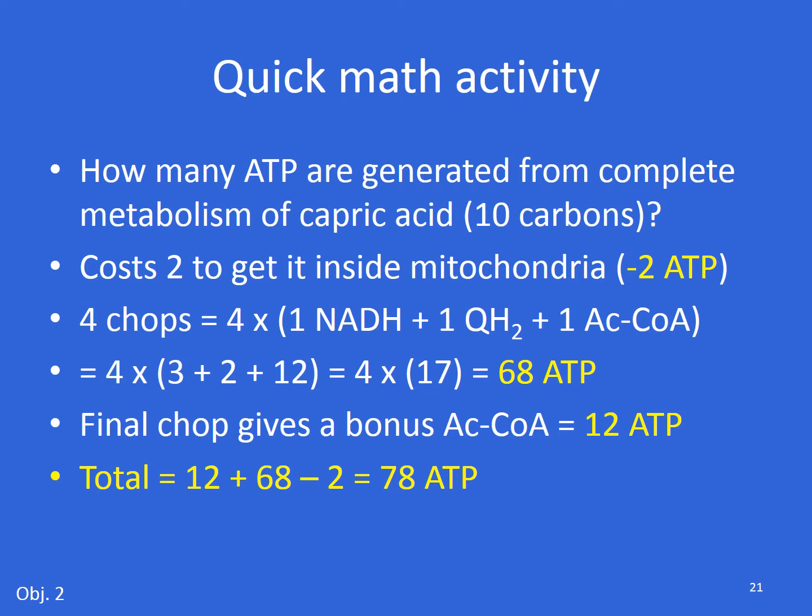So if you wanted to compare this to glycolysis, we get a whole heck of a lot more ATP from metabolizing 1 fatty acid than we do from metabolizing 1 unit of glucose. And this isn't even a particularly large fatty acid. This is a 10 carbon fatty acid. Glucose has 6 carbons. So glucose gives you 38 ATP theoretically. This can give you 78 ATP theoretically. So lipids can be metabolized by your body for a lot more energy, molecule for molecule, than straight glucose can.